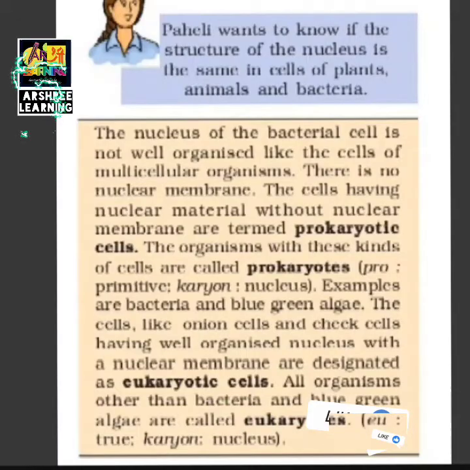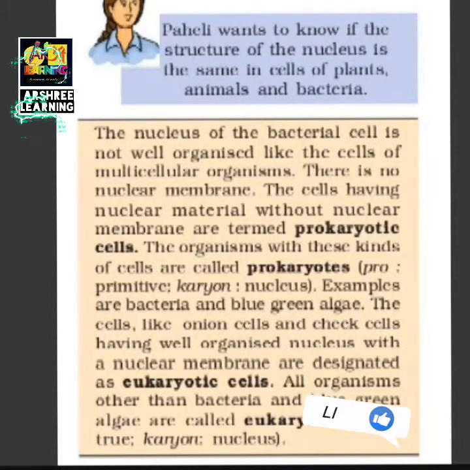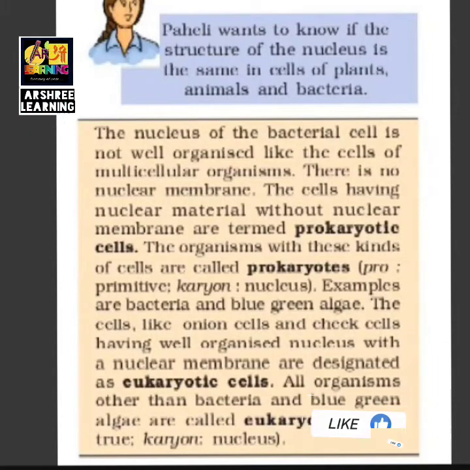Now in the end they have described a few things which are important. When cells of organisms are studied under a microscope, it is found that some cells have nuclear material without a nuclear membrane. Without having a nuclear membrane, they are called prokaryotic cells. The organisms with these kinds of cells are called prokaryotes. Prokaryotes means those organisms which have cells having nuclear material without any nuclear membrane.